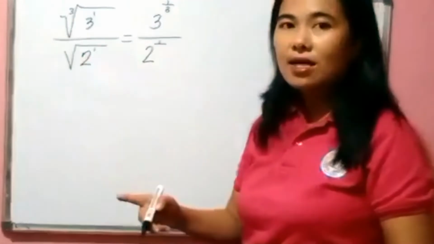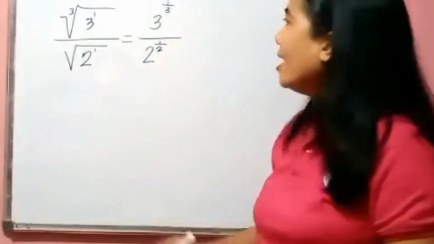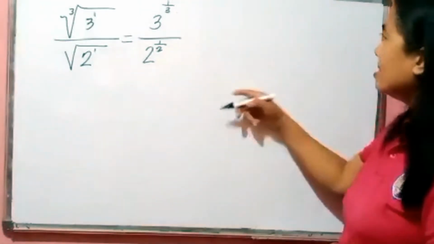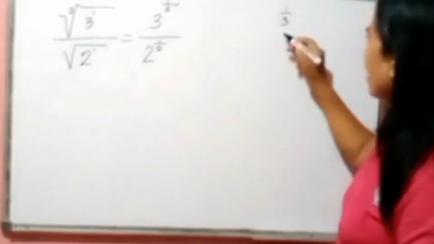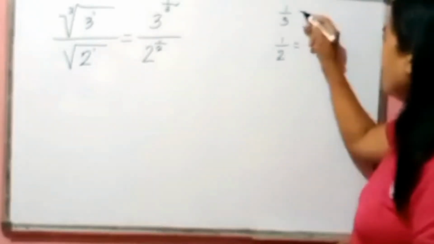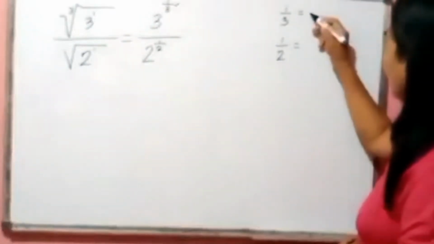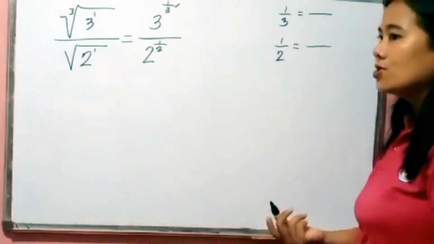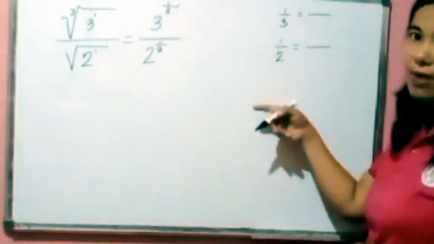Wala kang nakikitang index. So, ibig sabihin, meron siyang 2. Okay? Ngayon na nasa rational exponent na siya, focus ka sa exponent ng 1/3 and 1/2. Okay? Kailangan mo lang silang gawing equivalent fractions. Kailangan pareho sila ngayon ng denominator. So, ano ba yung kailangan mong hanapin para maging pareho yung denominators nila?